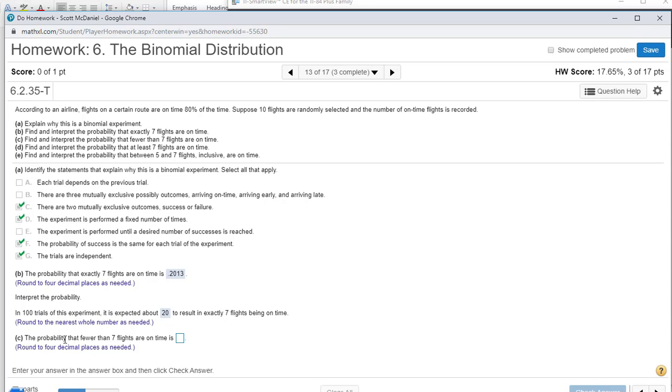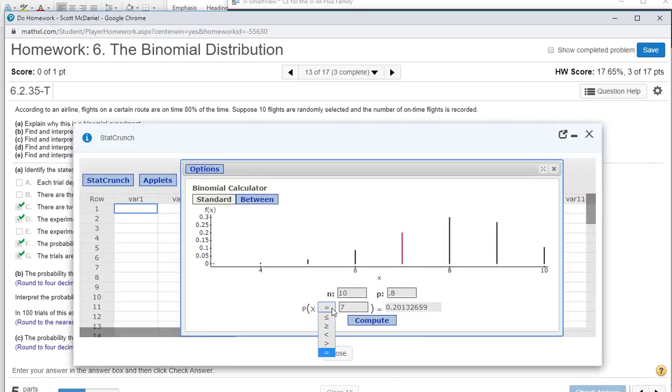Okay, what about the probability of fewer than 7 flights? On StatCrunch, I'm going to say less than 7. Notice the less than 7, we've got 6, 5, 4, and then the other ones just peter out. We don't get hardly anything for those. Less than 7 does not include 7. So I could say less than or equal to 6, exactly the same computation. 0.1209, or I could say less than 7, 0.1209, exactly the same.